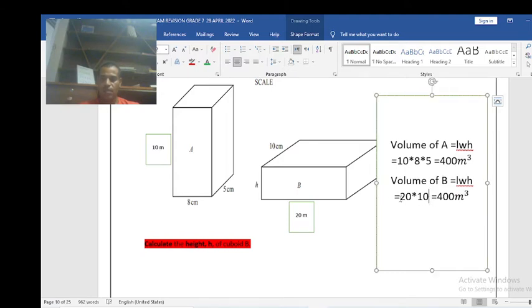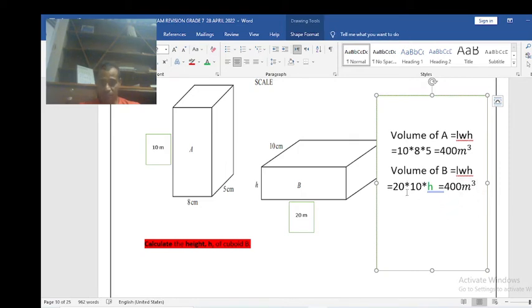Multiplied by the height, which should be equal to what? To the volume of the first cuboid. So it will be 400 meter cubed. Now I'm going to find my subject H. Now 20 multiplied by 10 is 200 H, of course. H is the subject.